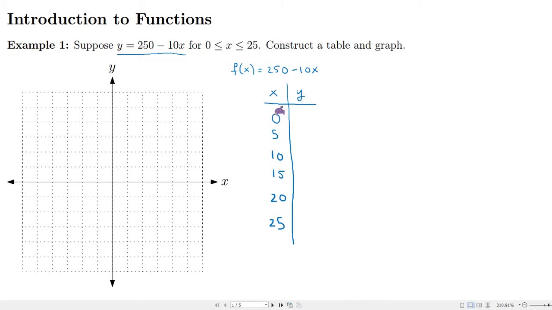If we substitute these values in, just like we did before, so here we would get 250, and then 250 minus 50 would be 200, and then 250 minus 10 times 10, 150, and then 100 if we substitute 15. If we substitute 20, so minus 200, we'll get 50. And then finally, if we substitute 25, we'll have 250 minus 250, which would be 0.